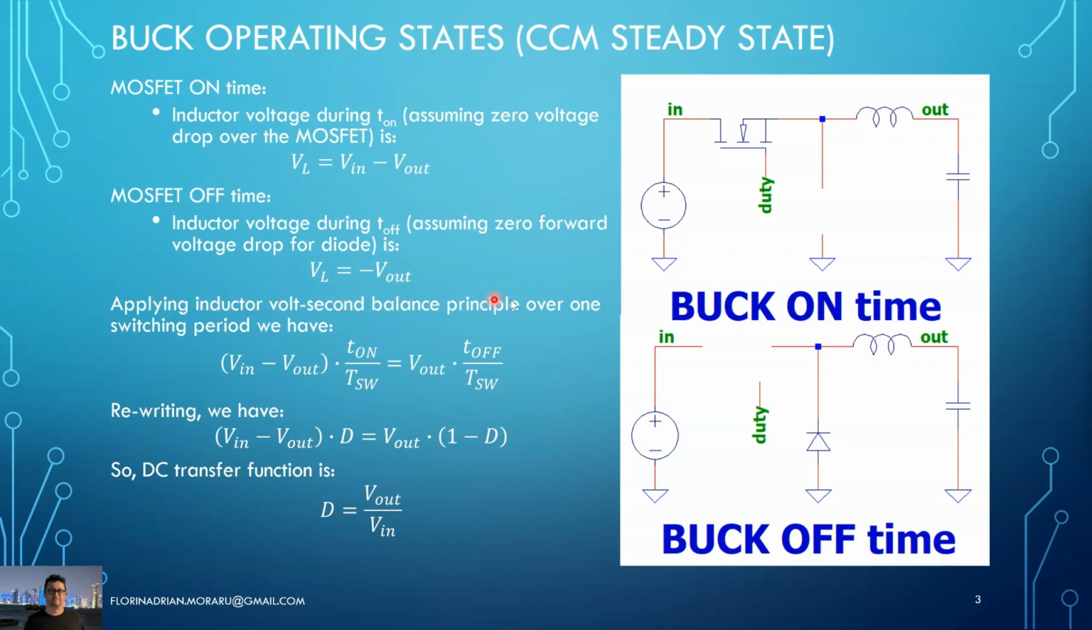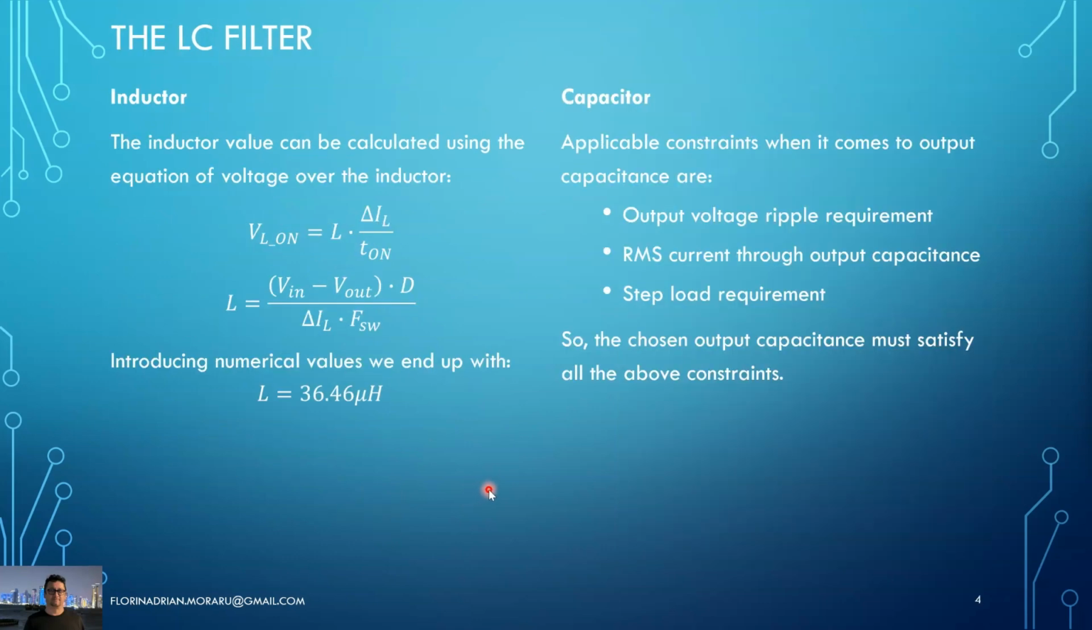However, applying this inductor volt-second balance, we know that over one switching period, the average inductor voltage must be 0. Therefore, the two parts must be equal. We know that the duty cycle is the on time over the switching period. Then we can rewrite the equation, and by simple algebraic manipulation, we can extract the duty cycle, or the DC transfer function, as being the output voltage over the input voltage.